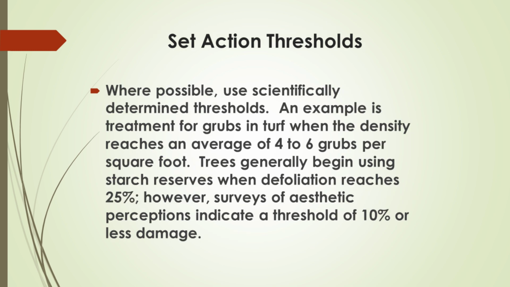So what's our thinking process to set action thresholds? Where possible, use scientifically determined thresholds. An example is treatment for grubs in turf when the density reaches an average of 4 to 6 grubs per square foot. Trees generally begin using starch reserves when defoliation reaches 25%. However, surveys of aesthetic perceptions indicate a threshold of 10% or less damage.